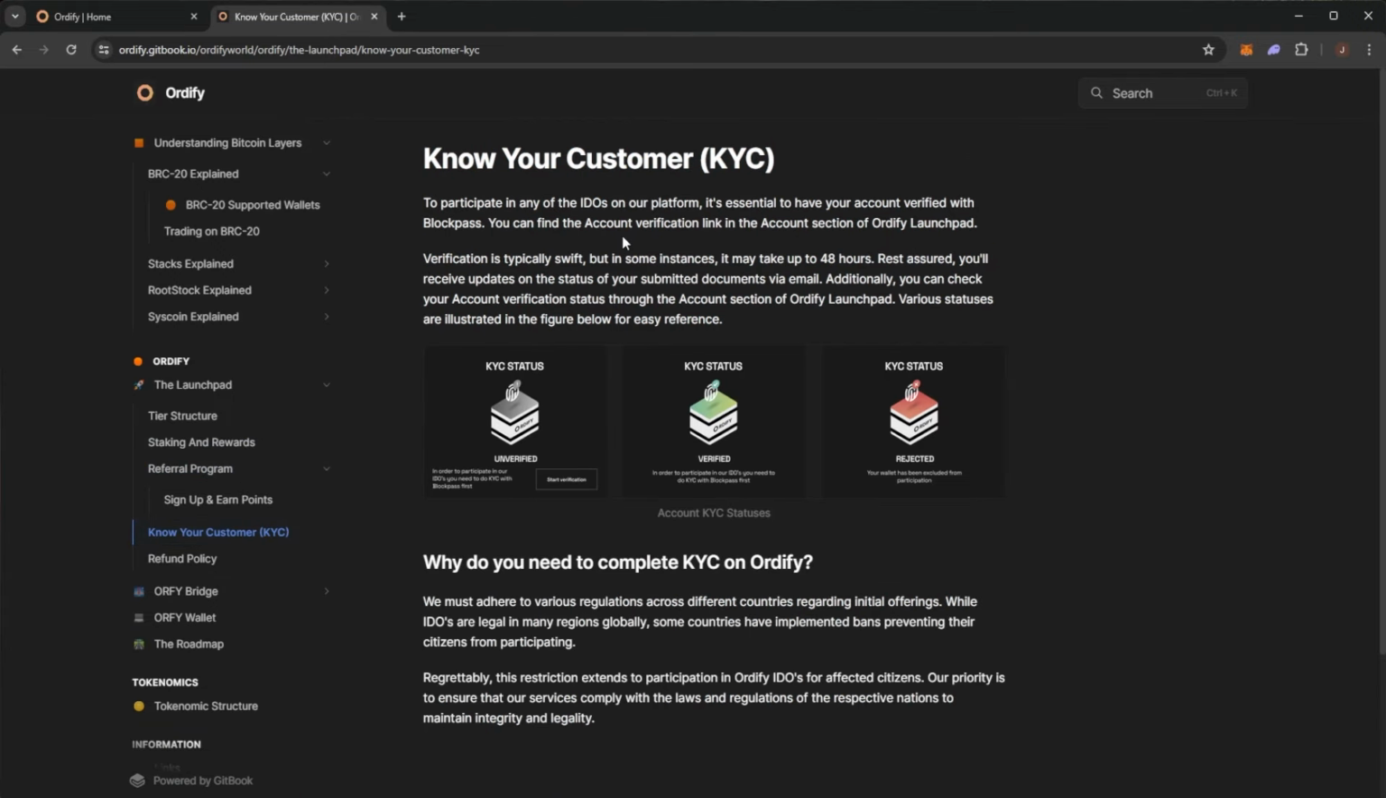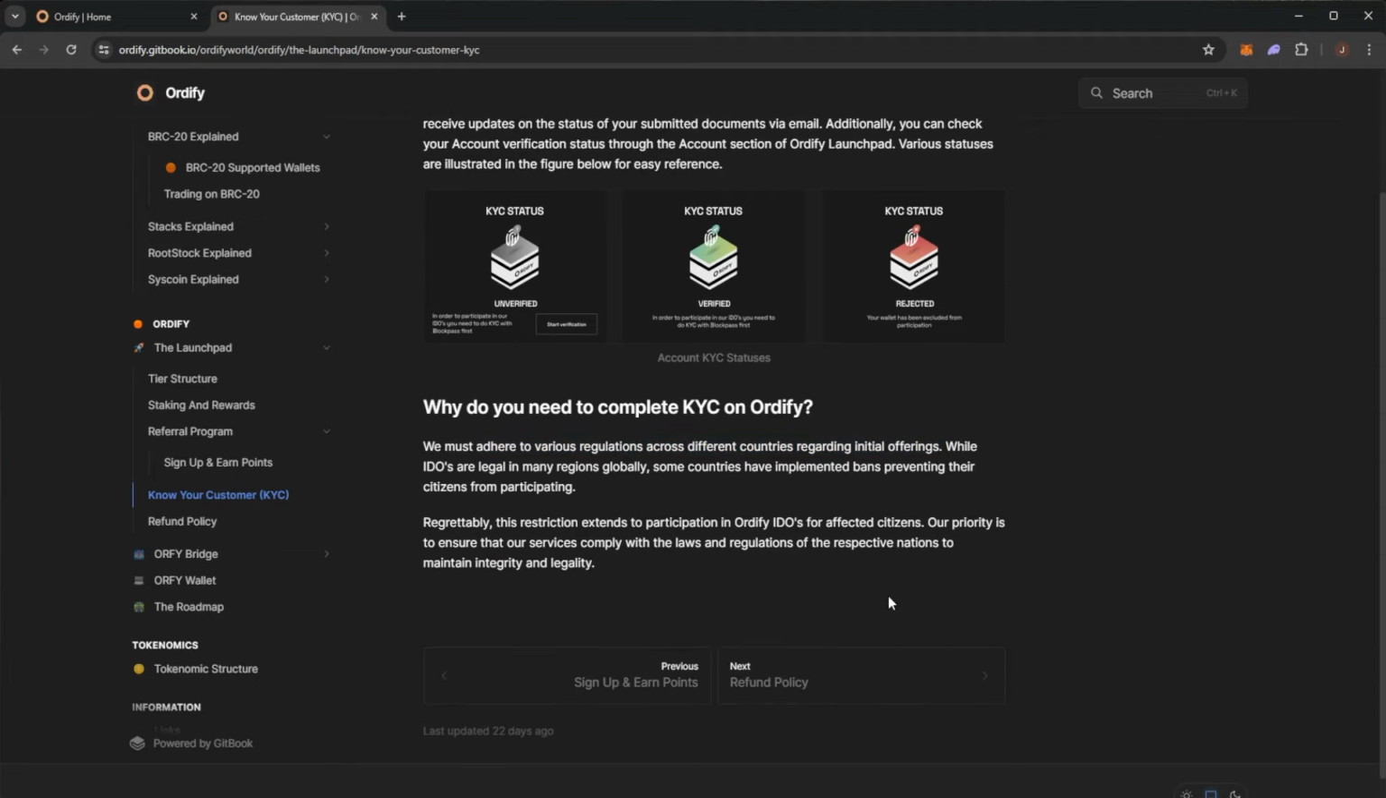And in order to participate in any of the IDOs, you do need a KYC to verify your account. This is for regulations regarding ICOs. And while IDOs are legal in many countries globally, some countries have a ban preventing citizens, and this extends to the IDOs for affected citizens. Their priority is to ensure that the services comply with laws and regulations in respective nations.